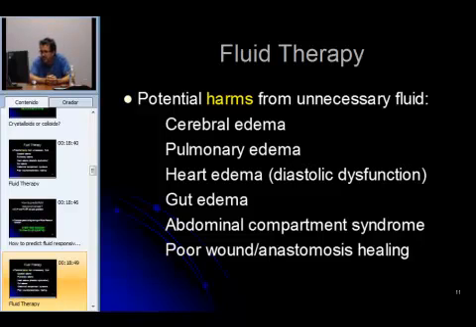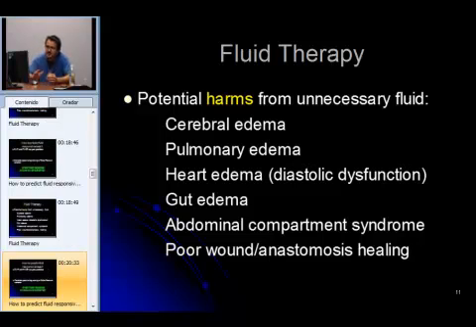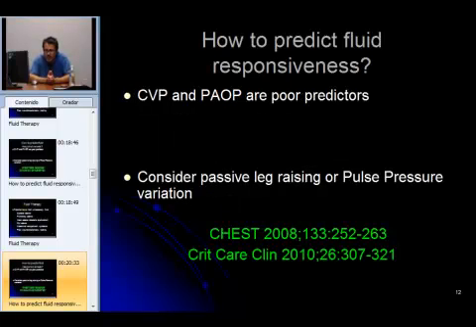So as you can see, the idea is, once you start giving fluid, what you need to try to find is something that will tell you, stop giving fluid at that time. So how do you reach that point?